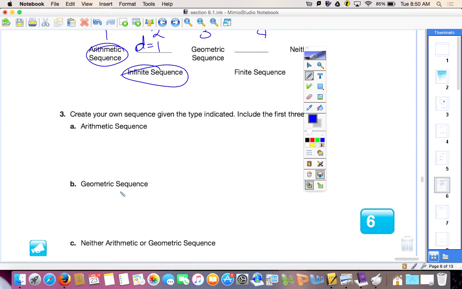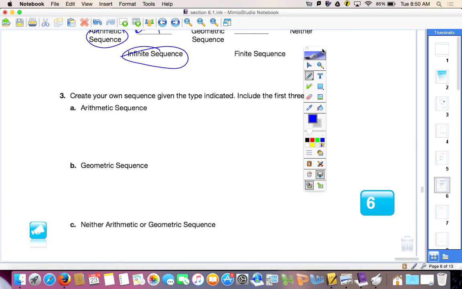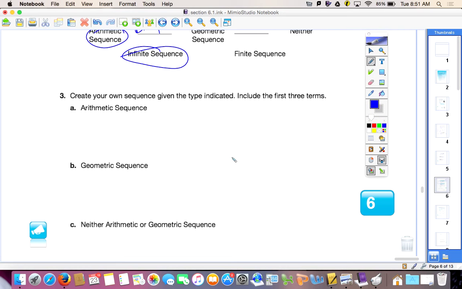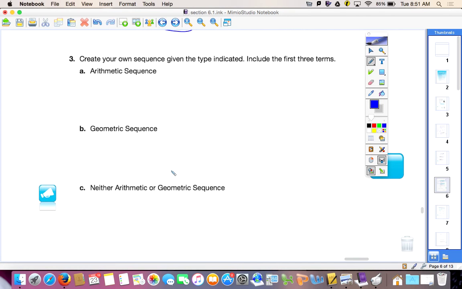So creating your own sequence given the type indicated. Now, the difference between a finite sequence and an infinite sequence is simply an infinite sequence has these 3 little dots. Oh, and we're not even there yet, so delete what I just said. Okay, in an arithmetic sequence, you have a common difference. In a geometric sequence, you have a common ratio, and neither an arithmetic nor geometric sequence means you have something happening that's considered a sequence, but it's not either a common difference or a common ratio.